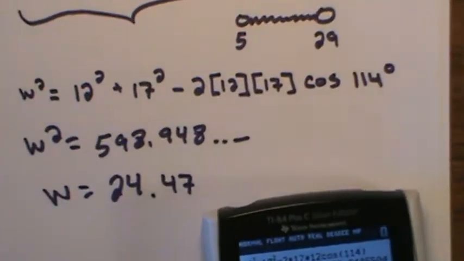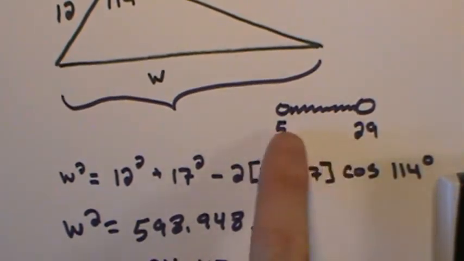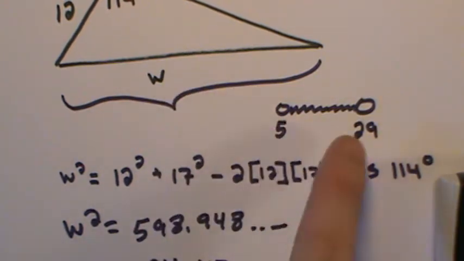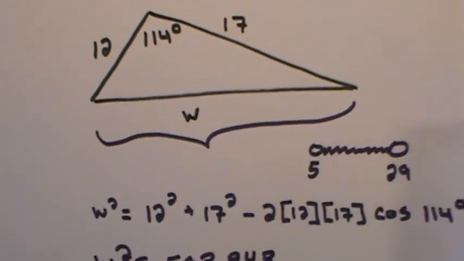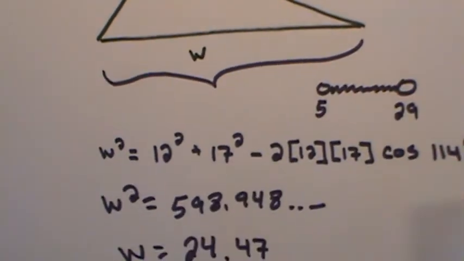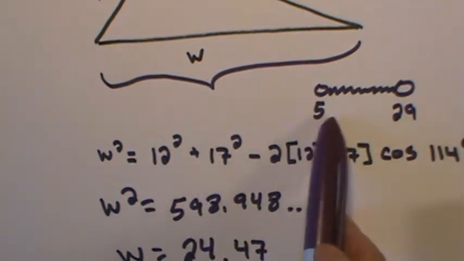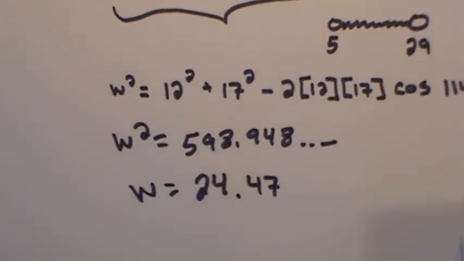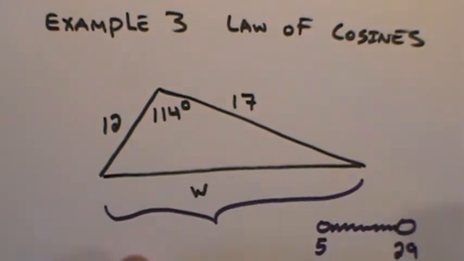Now having that at 24.47, that is falling between these two values here, which I said this had to be. That range of values was 5 to 29. 24.47 falls in there, so I think I have the correct value. And so W equals 24.47. If you don't get a value that falls in that range, you did something wrong. You probably typed something in incorrectly. So retype it in. For this example, I'm going to go ahead and find these missing angles as well.